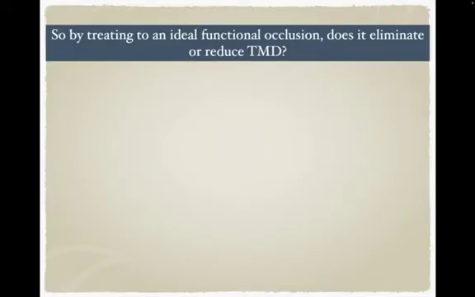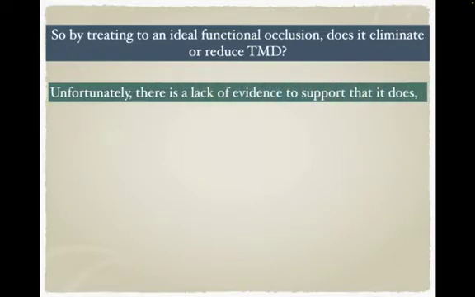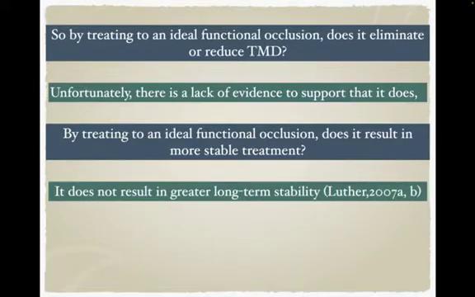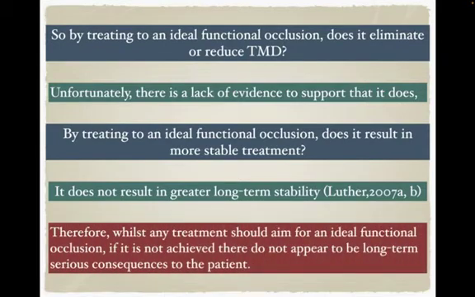So the question to ask now: by treating the patient to the ideal functional occlusion, does that eliminate or reduce TMD? Well, the answer is there is no evidence to support this claim. So again, if you treat the patient to the ideal functional occlusion, does that result in a more stable result, as claimed by Roth? The question again, unfortunately, is that it's not guaranteed. You can't guarantee long-term stability just because you achieved functional occlusion.